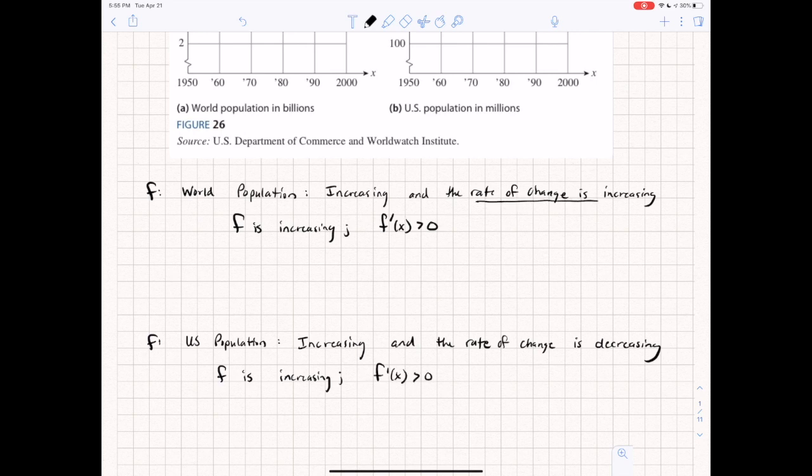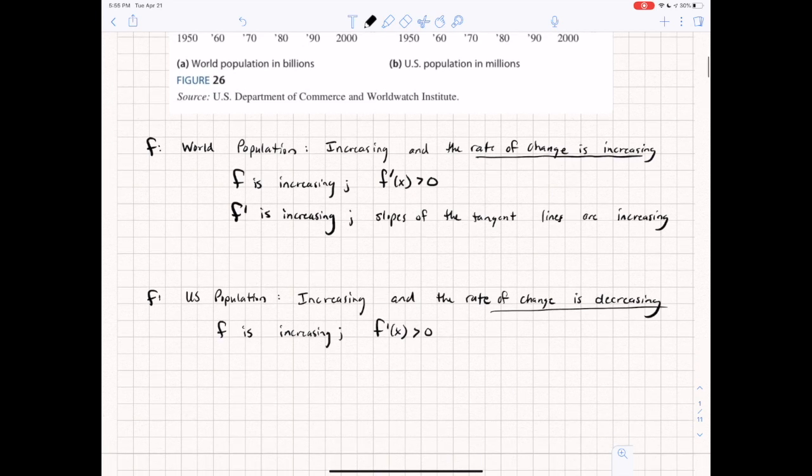But how would I mathematically describe these situations here in terms of the rate of change? Now, the rate of change for this function is notated as f prime. And when we say that f prime is increasing, this is saying that the slopes of the tangent lines are increasing, meaning that the tangent lines themselves are getting steeper as I travel along the curve. Therefore, for the US population, because the rate of change of that function is decreasing, we would say that f prime is decreasing.